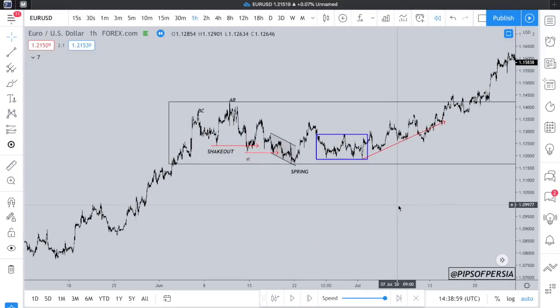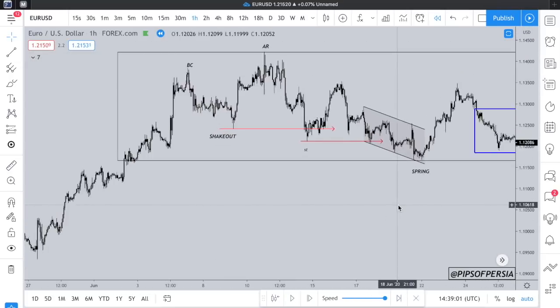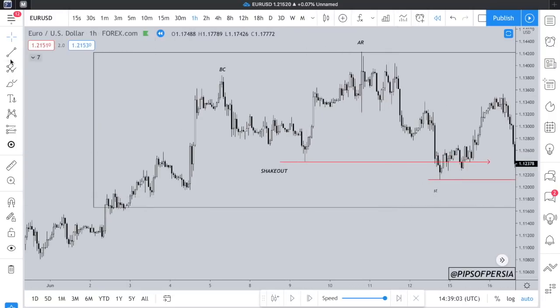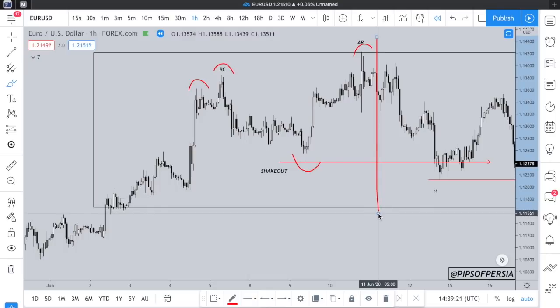So let's have a look at it first from a distribution perspective, because that's exactly what we saw at the very beginning, with this looking like the preliminary supply, this being the buyer's climax all the way down to the sign of weakness and the move to the upside as your up thrust. So this, at the very beginning, you can see that it did indeed look like a perfect distribution.